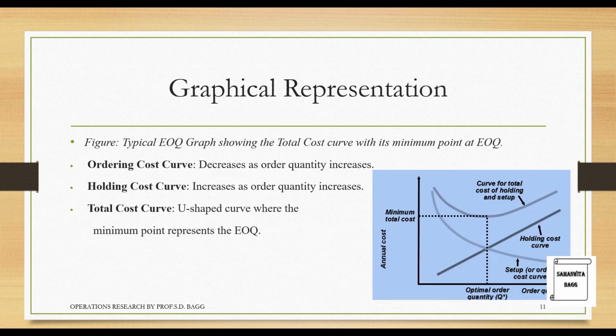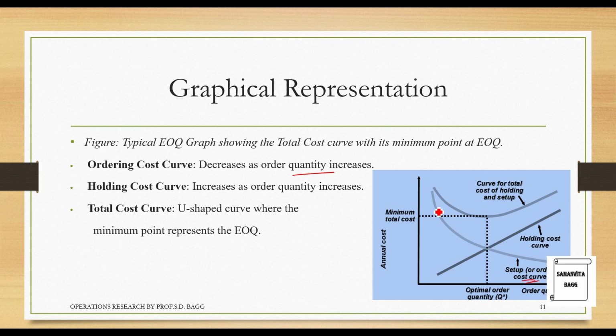Now, next we'll see the graphical representation. Typical EOQ graph showing the total cost curve with its minimum point at EOQ. Ordering cost curve decreases as order quantity increases. We have already discussed this. If you order in bulk, your ordering cost will be less. But if you order in small batches, then your ordering cost is going to increase. So that is shown over here.